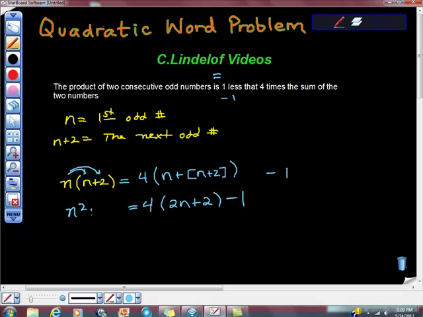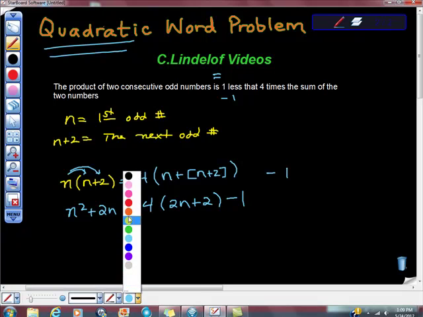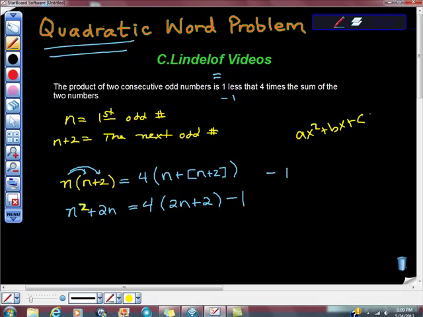That gives us n squared plus 2n. What I'm hoping is that you know this is a quadratic problem, and that you see what we have is a form of ax squared plus bx plus c equals 0. That is, we have to put it into this form to solve it, right? So I'm going to move everything over.